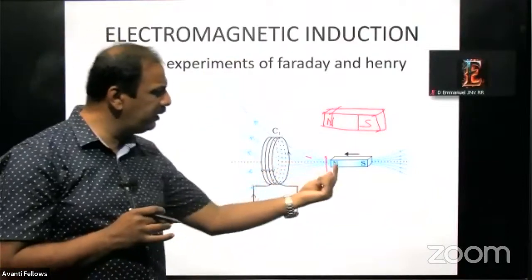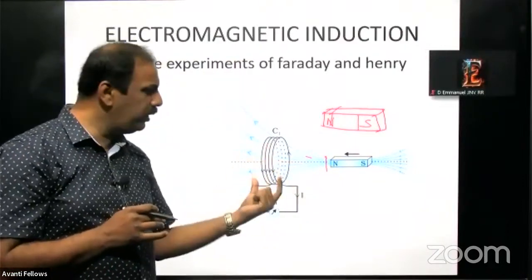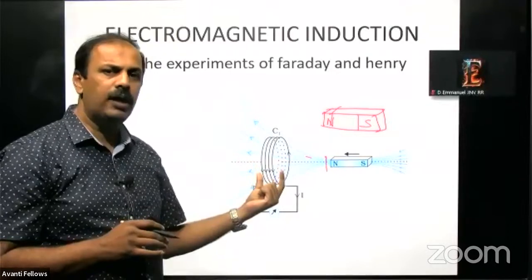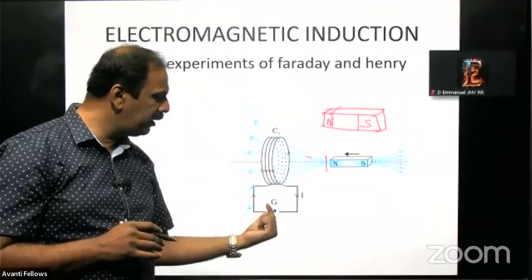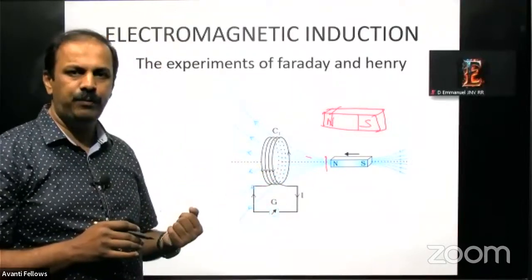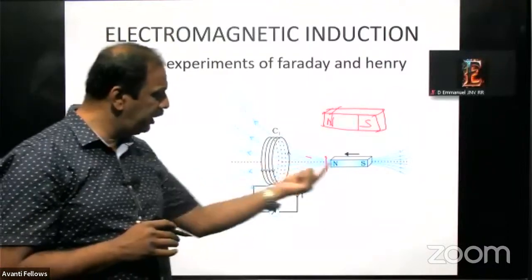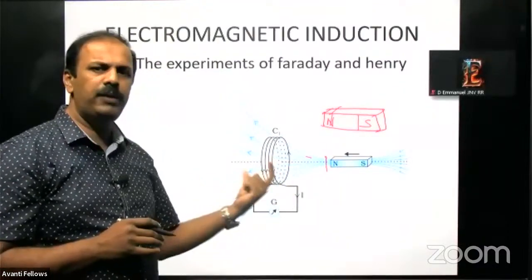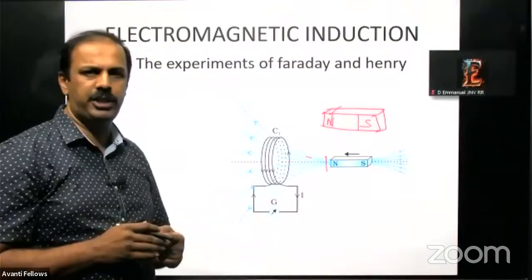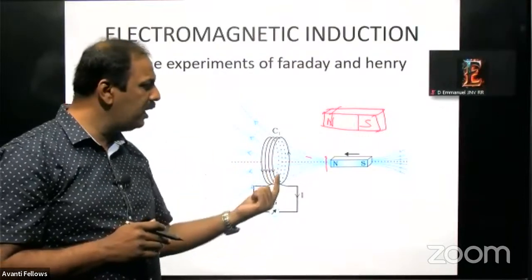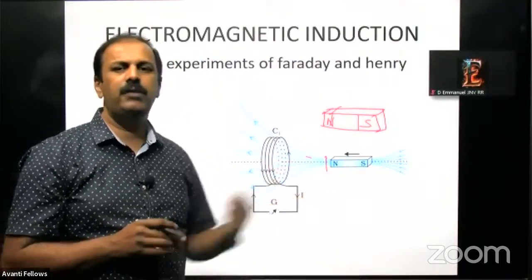So when we are increasing the magnetic field where the coil is, then what will happen? Our galvanometer will show a deflection. Now, if you keep it permanently inside this one, where we have a very high magnetic field, it will not show any deflection. Now the next part is, if you take it away, then what happens?